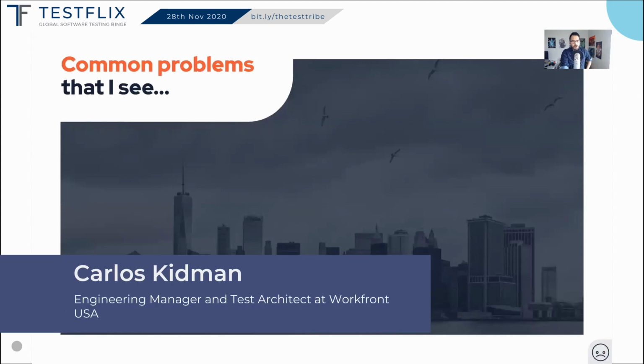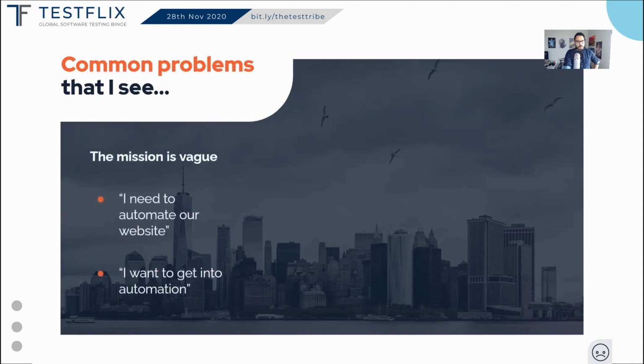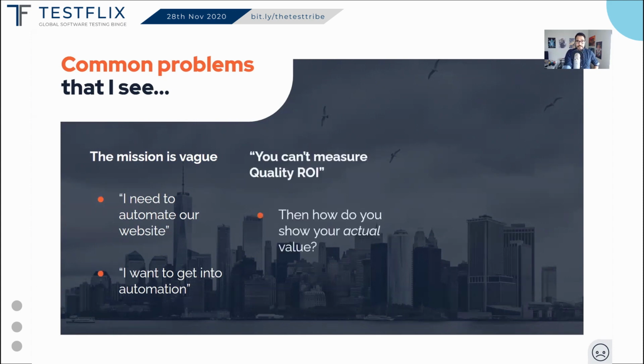So let's start it off with some of the common problems that I see. The first one is the mission is super vague. These may be good things, but they are very vague. It's very difficult to be able to help or provide guidance when I have no idea what automating your website would look like. People say that you can't measure the ROI of quality or testing.